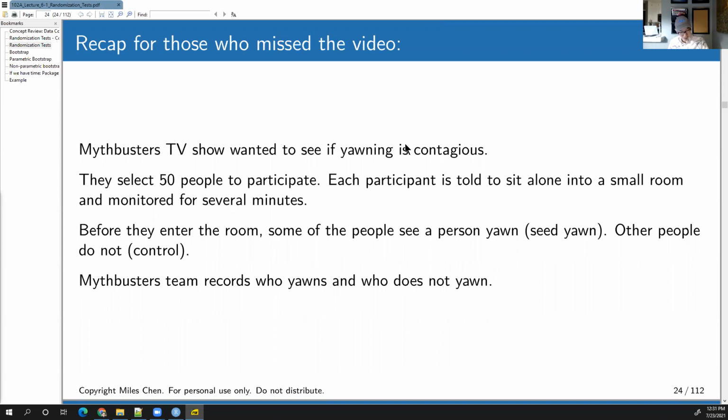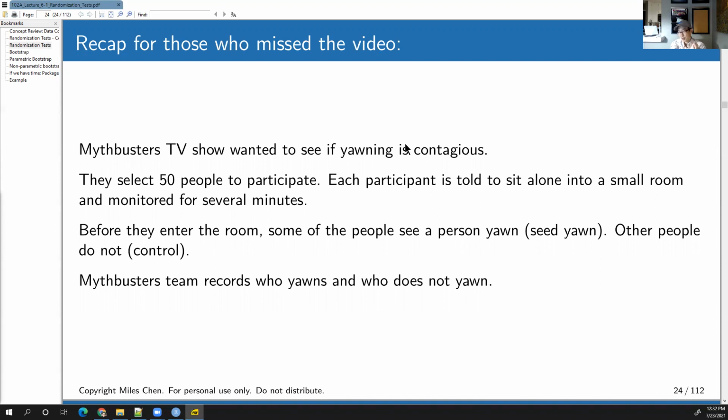It was an episode, a little segment from the Mythbusters TV show. It's like a decade old now, but they had 50 people from the local market participate. They had them sit in a room alone, monitored by video cameras for several minutes. Before each participant entered the room, somebody would say, go ahead and please sit down. And sometimes that person, Carrie, would either yawn in front of them before they sat down, or she would not yawn and they would sit down.